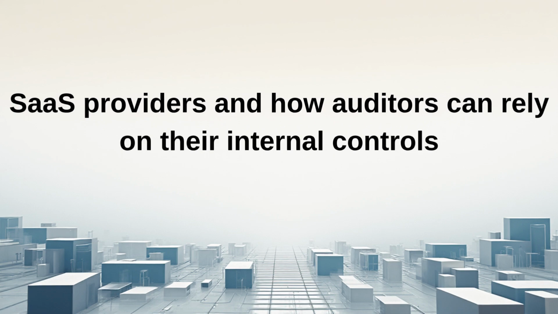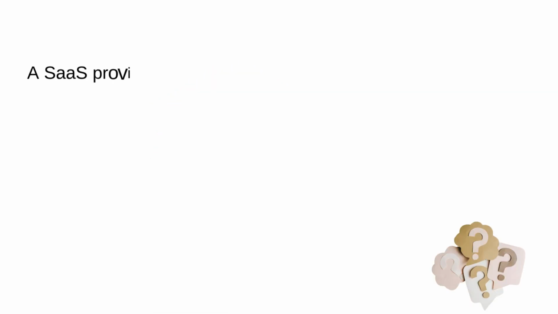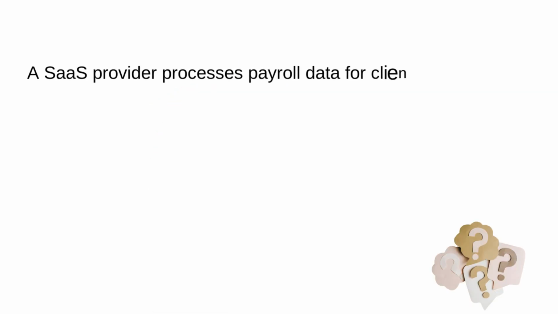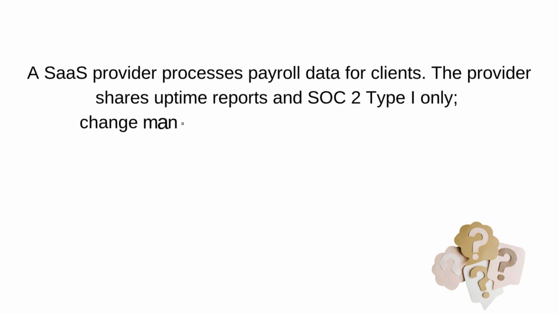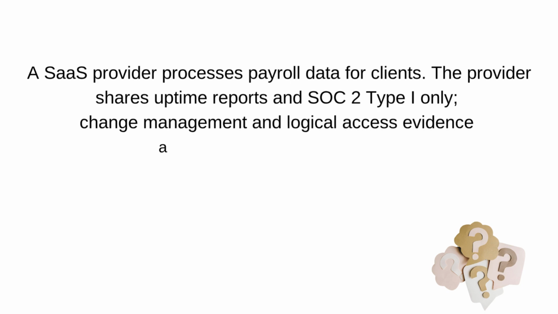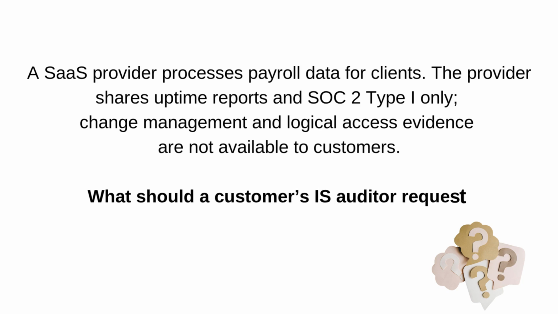Let's look at another important question from ICAI 3.0. This one is about SaaS providers and how auditors can rely on their internal controls. The question is, a SaaS provider processes payroll data for clients. The provider shares uptime reports and SOC2 type 1 only. The change management and logical access evidence are not available to customers. What should a customer's IS auditor request to address control reliance?